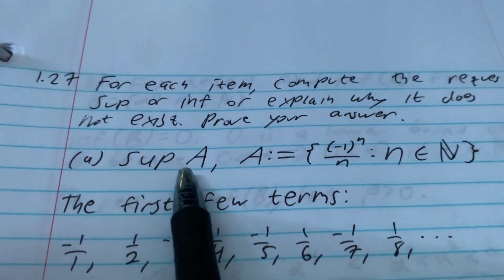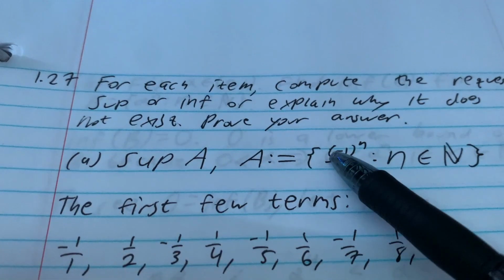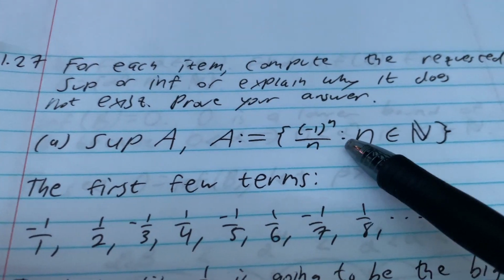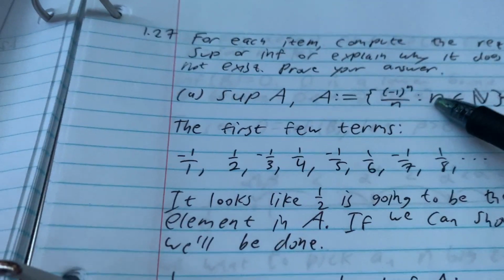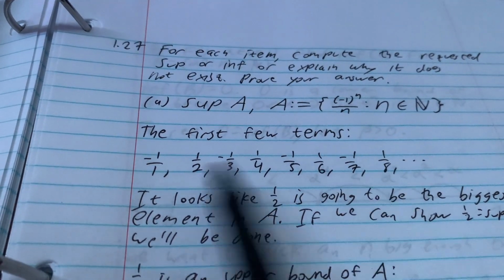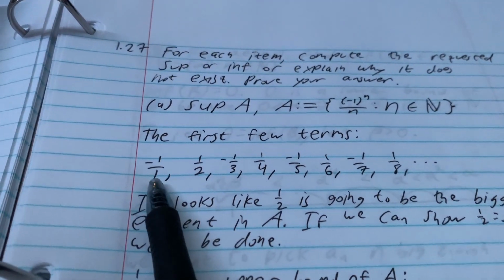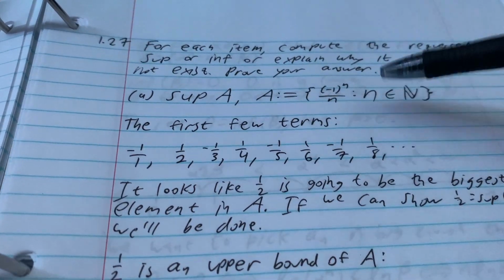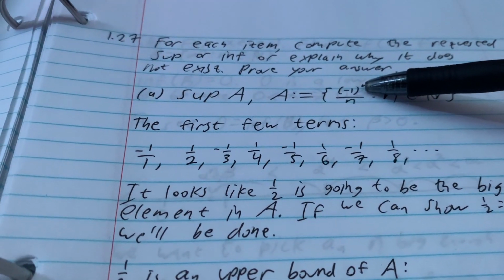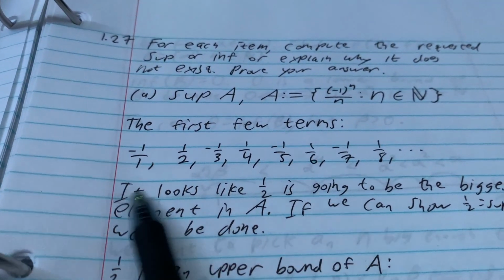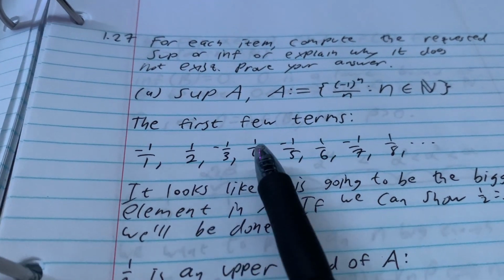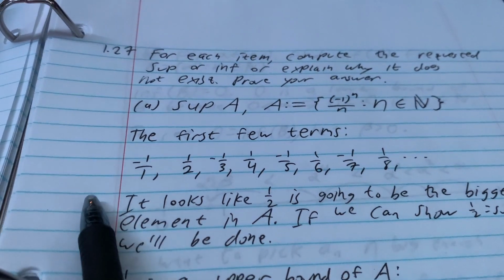First, the supremum of A. A is defined as the set of (-1)^n over n, such that n is a natural number. And that's just going to look like the alternating harmonic sequence, starting with -1. So (-1)^1 is -1, (-1)^2 is 1, (-1)^3 is -1, and so on and so on. It alternates: -1, 1/2, -1/3, 1/4, -1/5, 1/6, etc.